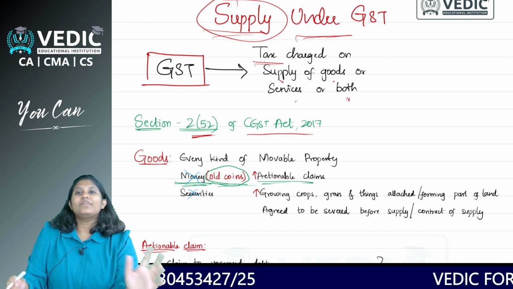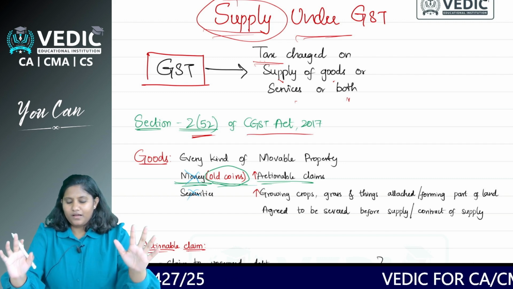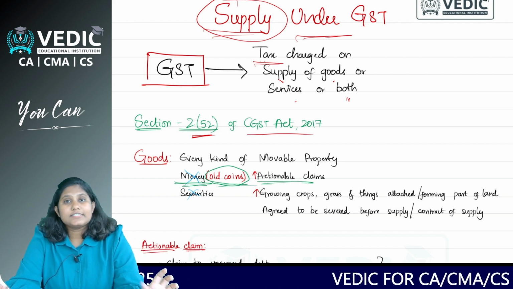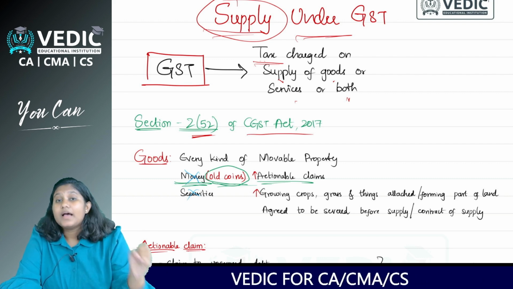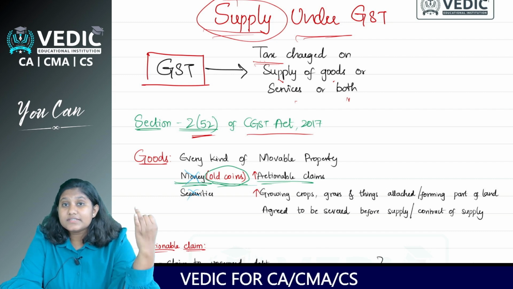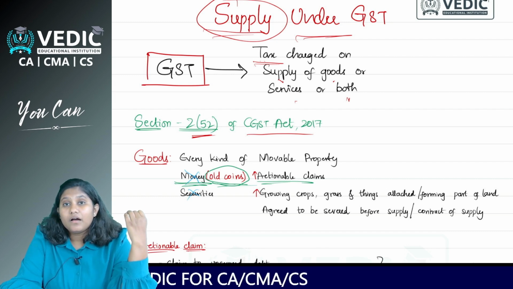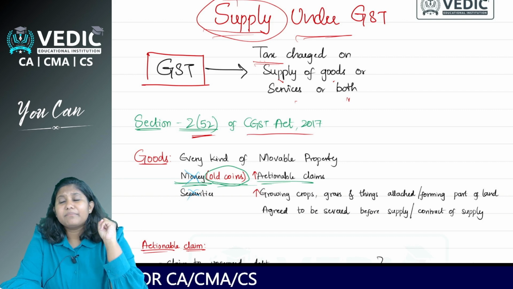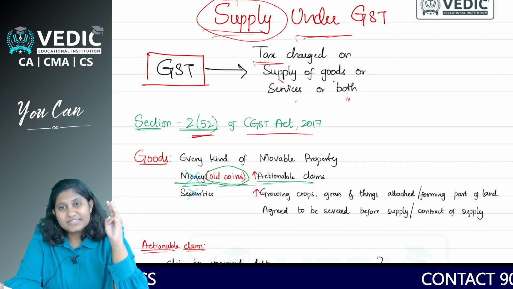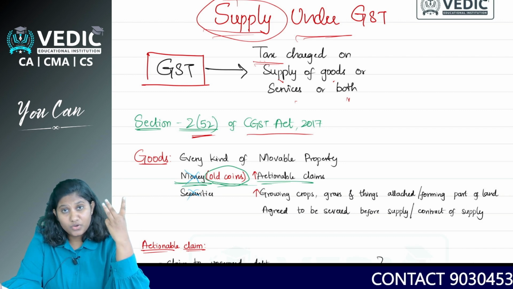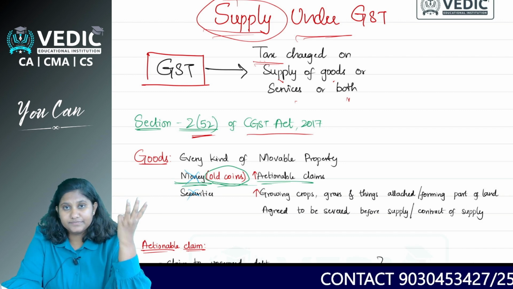Okay? Now let's get into our subject. First, let's get into the GST definition. What is the GST definition? Tax charged on supply of goods or services or both, made or agreed to be made. So we are mainly dealing with three major terms here. First, the tax rate that is being charged on supply of goods or services or both.